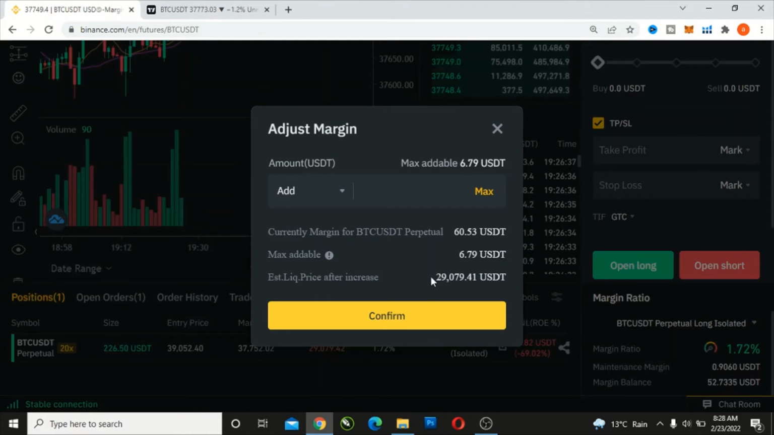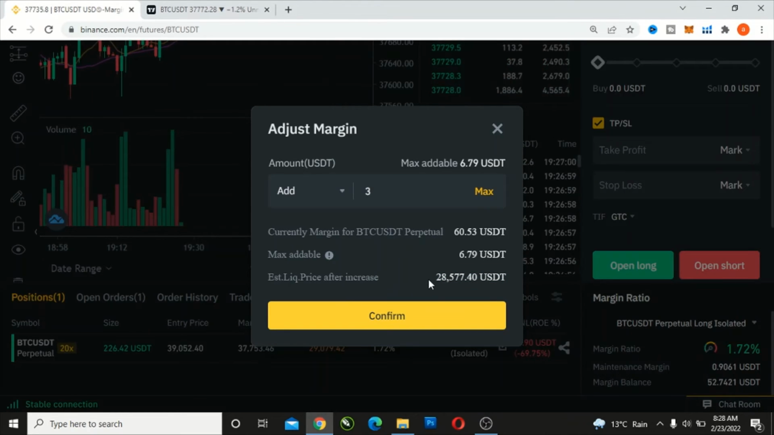And my estimated liquidation price is $29,079. So supposedly I am adding some $3. Now you can see that my estimated liquidation price has gone to 28,577 just because I have added more margin to it, and I'm making myself more safe by adding more money and keeping my liquidation price far away.